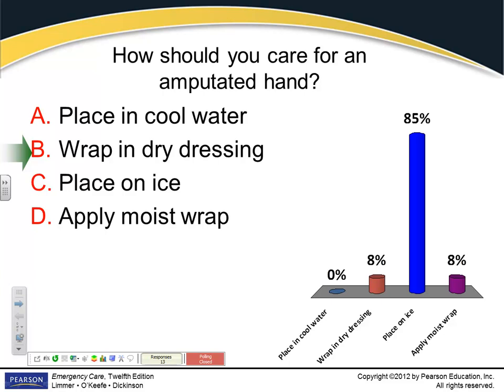Why would you not want to put it in water? Cool water? Well, you put it in water, and what's going to happen with the blood that's remaining in there? It's going to flow right out, and now you've lost any blood that was left in there. It's been replaced with water. We don't want to put it in a moist wrap either, for the same reason. It'll draw that blood out of there. You don't want to do that. So you put it in a dry, sterile dressing. Put it in a baggie.